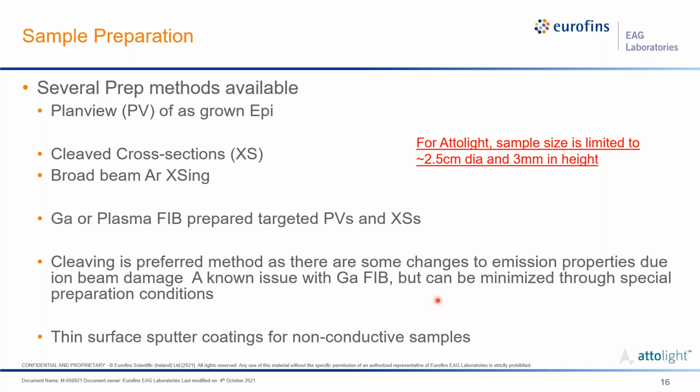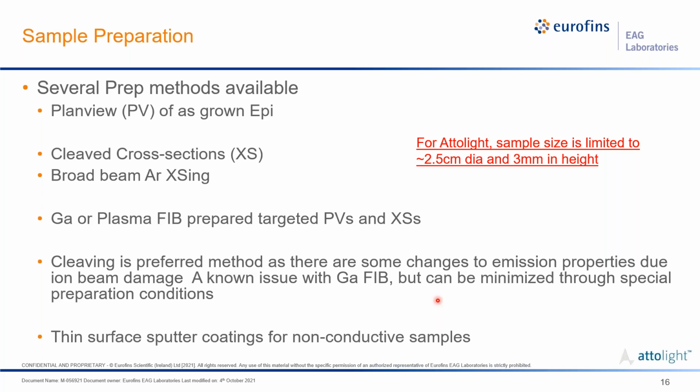So in general, any luminescent material can be analyzed by SEM-CL as long as it's vacuum compatible. And typically we can look at epi type growth and plan view, for instance. Just cleave a piece of wafer and introduce it into the system and analyze it. We can also look at cleave cross sections. We can also use broad beam argon ion milling to improve, let's say there's cleave damage or things like that. We can also use gallium or plasma FIB to prepare targeted plan views and/or cross sections.